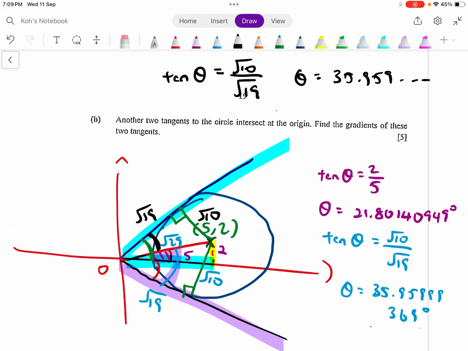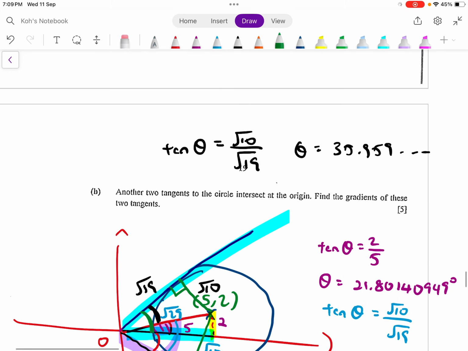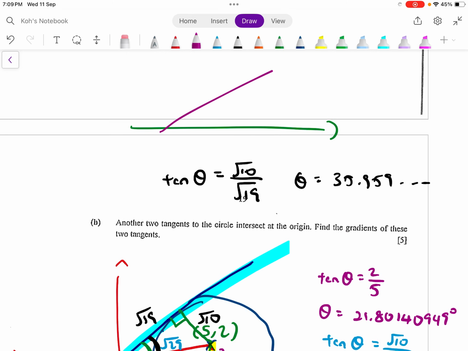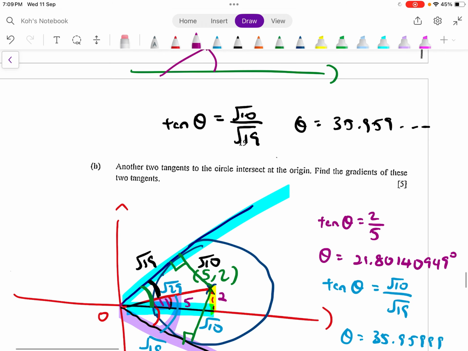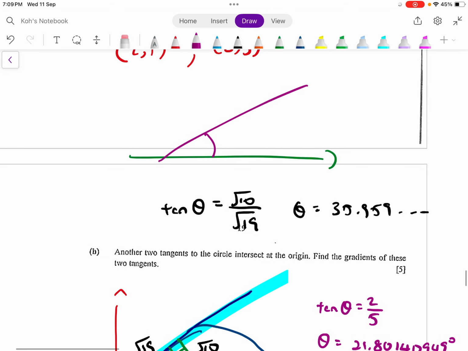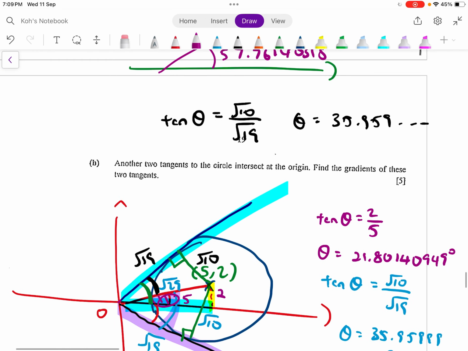So next, I draw the thing again. So for example, I draw this axis. I draw this line. So this angle right here will be the black color plus the purple color one. So meaning 21.8 plus 35.959, so this will give you about 57.7603 degrees. Then we can solve already.